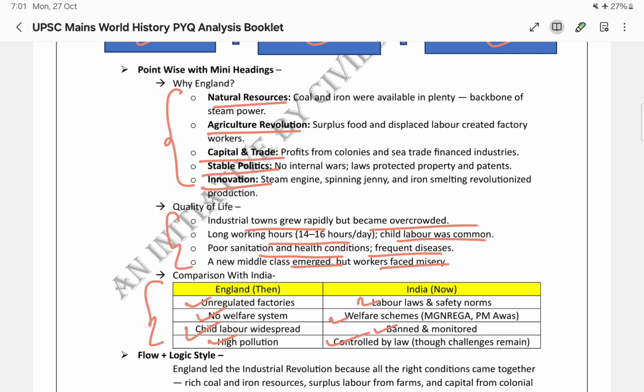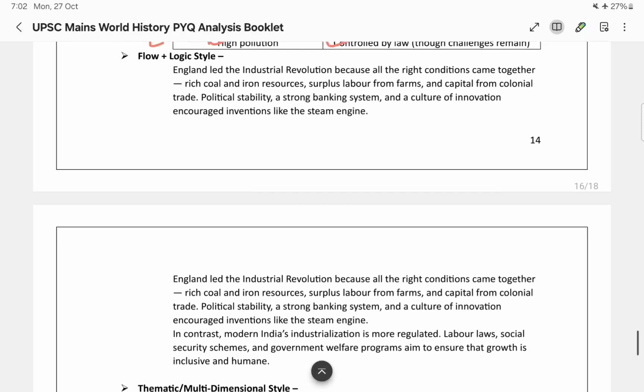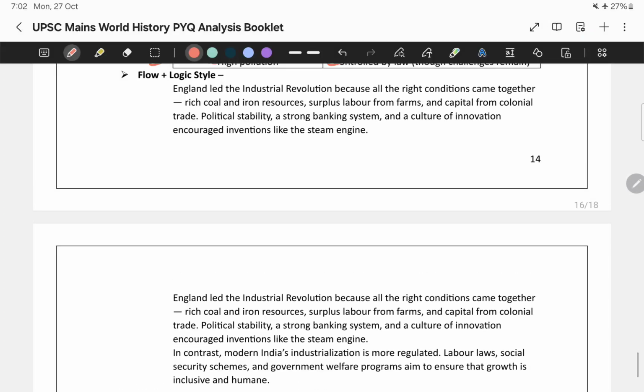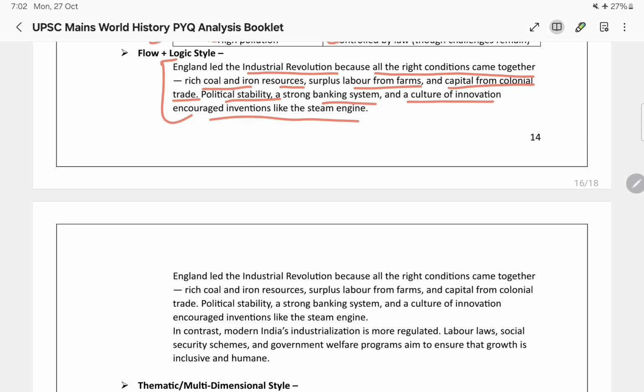Now next, you can write it in paragraph form as well. For example, all the three parts you are addressing in the same paragraph. How you can do that? In this way. This is the first part, addressing the first part of your question. England led the Industrial Revolution because all the right conditions came together: rich coal and iron resources, surplus labor from farms, and capital from colonial trade. Political stability, a strong banking system, and a culture of innovation encouraged inventions like the steam engine. So, this is also one way how you can write the body part.